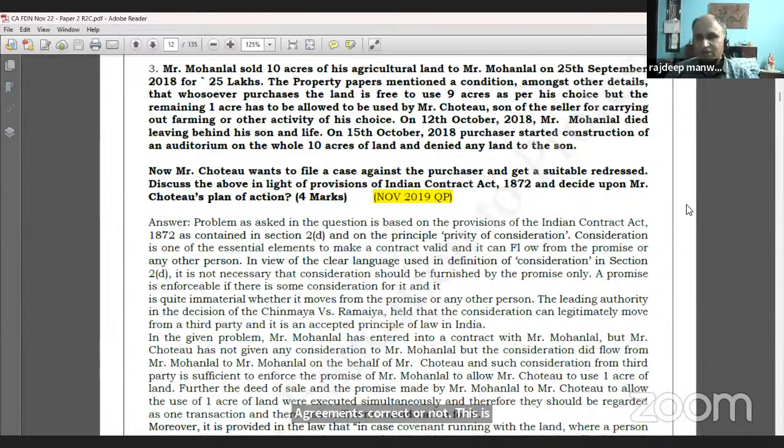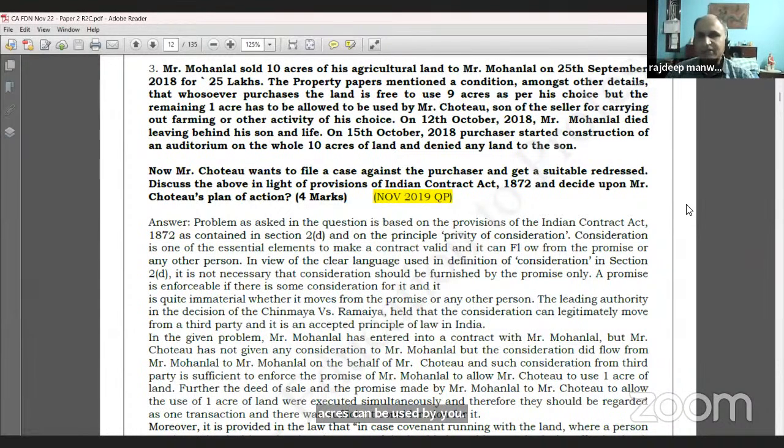What is covenant running? Suppose you're selling a land to somebody and you have some conditions with that land. Even though you're not a part of the consideration, not a part of the contract, you can still enforce the contract. See, what happened in this case: a man sold a land to another person and told him, I'm selling you 10 acres, but 1 acre of land has to be utilized by my son for agriculture.